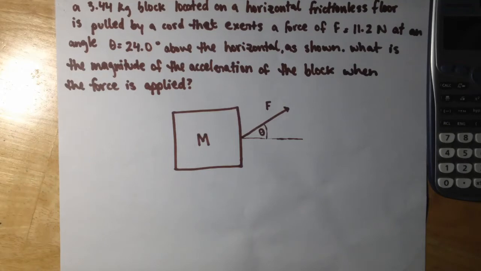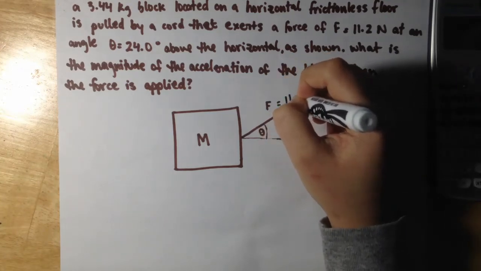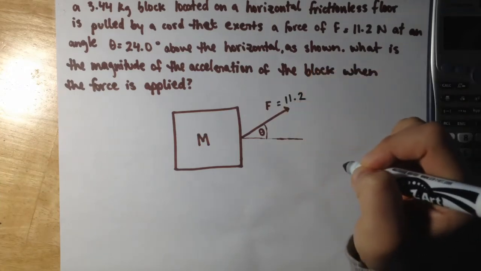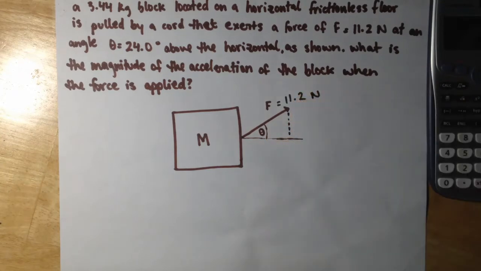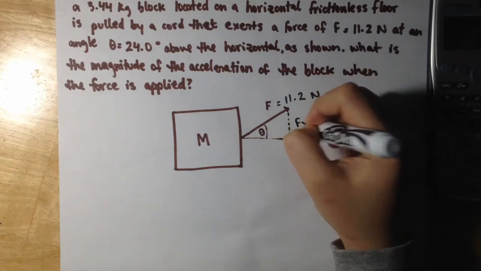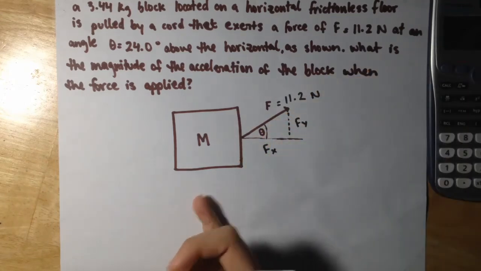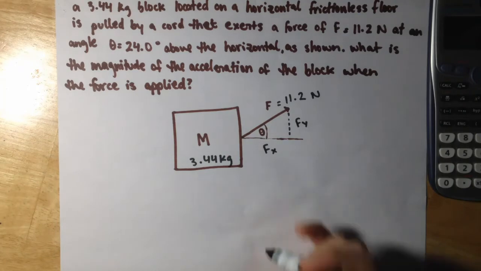So we know from Newton's second law that the net force acting in any direction on an object is equal to its mass times its acceleration. So this force is a vector that can be divided into components. This initial force is equal to 11.2 newtons, but there's a y component to this force and an x component of this force. And this block has a mass of 3.44 kilograms.